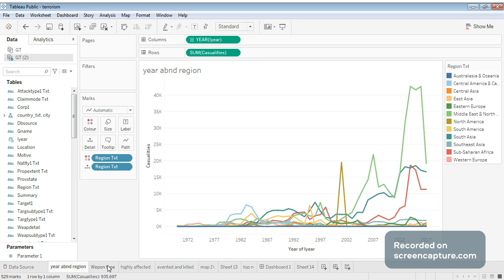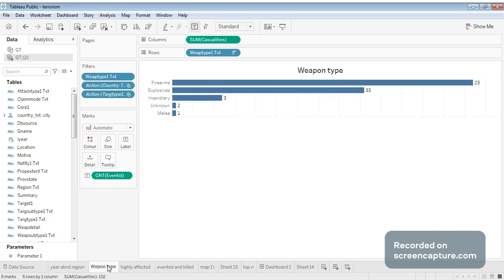Next chart. This is a bar graph that shows what kind of weapons have been used in these attacks. If you look at the chart, it clearly shows that firearms and explosives have been used the most in all these attacks.